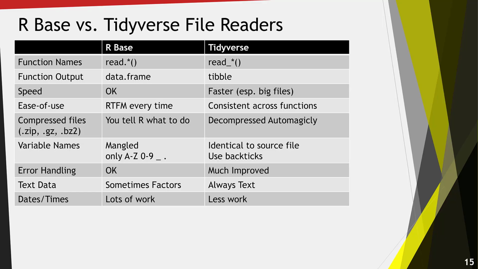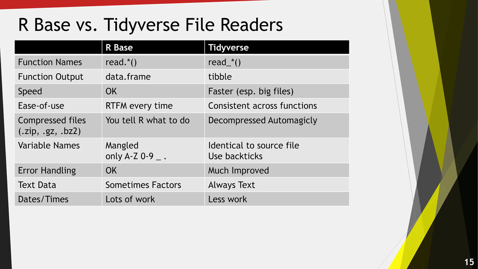In this table, I compare some features and descriptions of the base R readers versus the tidyverse readers. Again, base R readers will have names like read dot something, whereas the tidyverse readers will have names like read underscore something. The base R readers are going to output data frames. The tidyverse versions will output tibbles, which are a superior version of the data frame. The base R readers are okay speed-wise. The tidyverse versions are much faster.